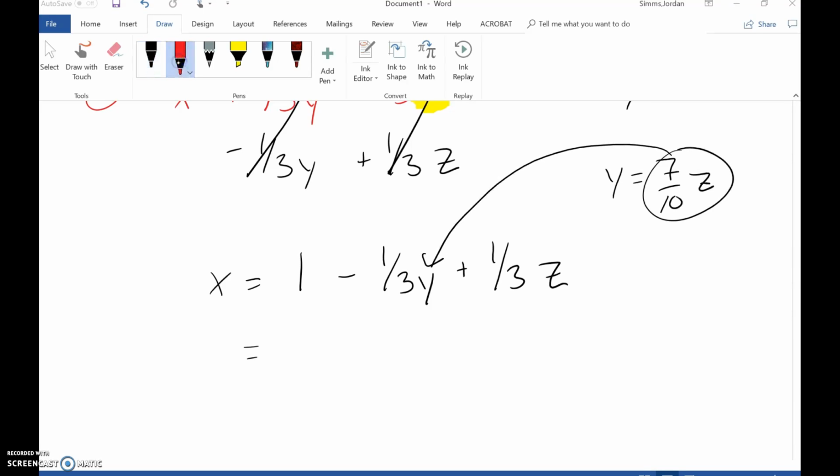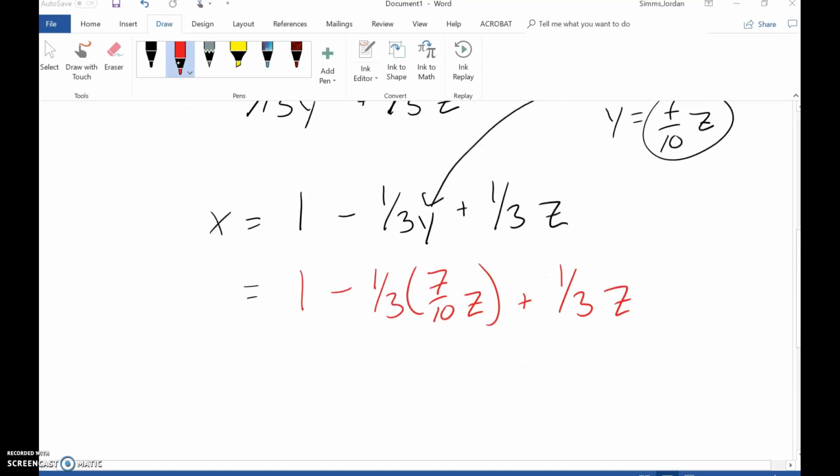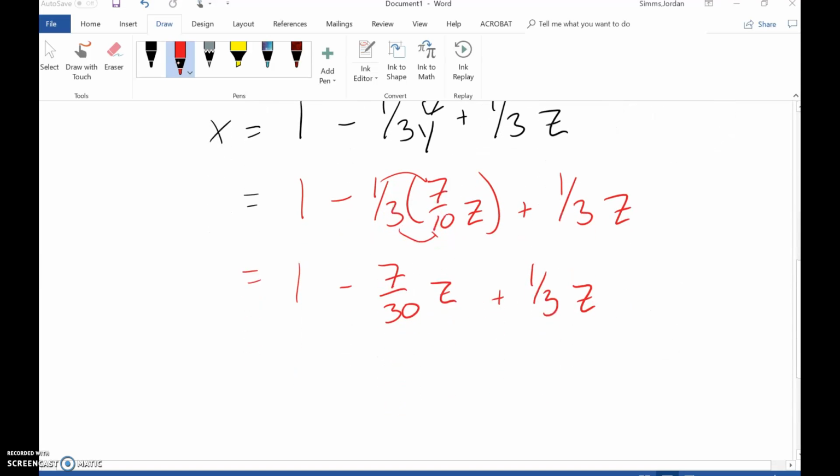So let's call this 1 minus 1/3 times 7/10z plus 1/3 z. So we can take it from there. Let's multiply this out if you want. -1 times 7 is -7/30. Z. Remember, we're just doing top and bottom because there's no canceling to happen here. Plus 1/3 z. And we're rocking her right along.